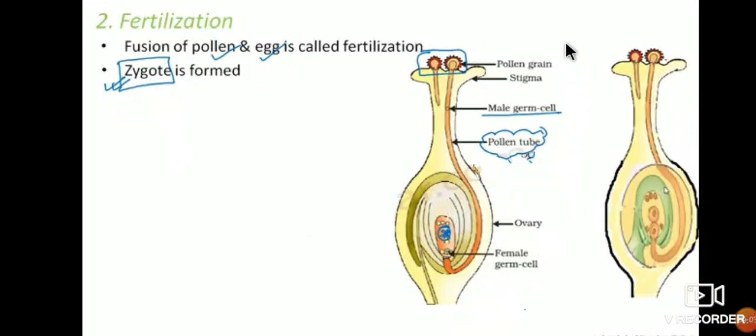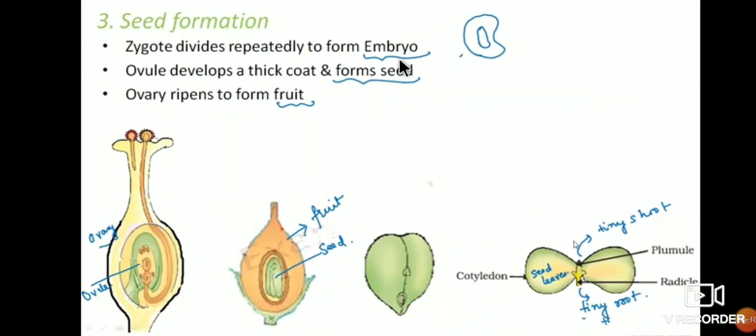So one second, observe this picture clearly. Next, seed formation after zygote. After zygote formation, there is a formation of seed. The next step is seed formation, where the zygote divides repeatedly to form the embryo. The ovule develops a thick coat and forms a seed.